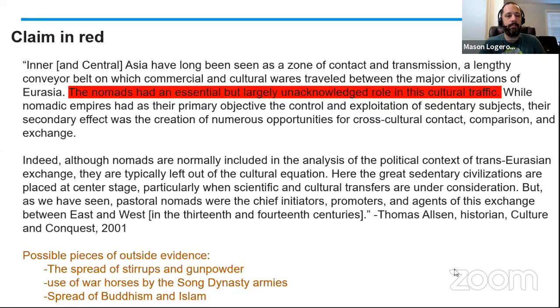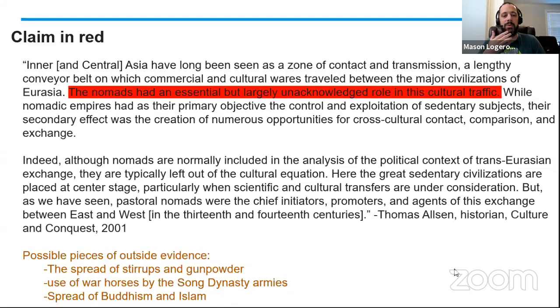All right, you're back. So here's our claim right here, that the nomads had an essential but largely unacknowledged role in the spread of culture and technology. If you're going to use that as your claim, and that is a perfectly reasonable historical claim, I gave you a couple of ideas here at the bottom of pieces of evidence that you could use to prove that claim. You could talk about stirrups and horses. You could talk about gunpowder and how that spread as a technology. You could talk about the idea of using horses in wartime.